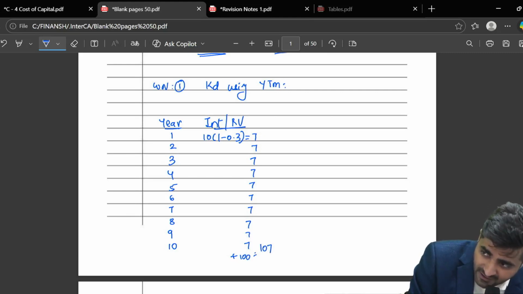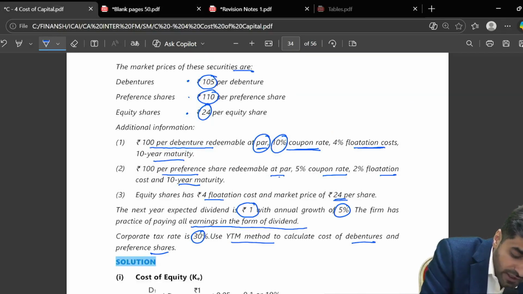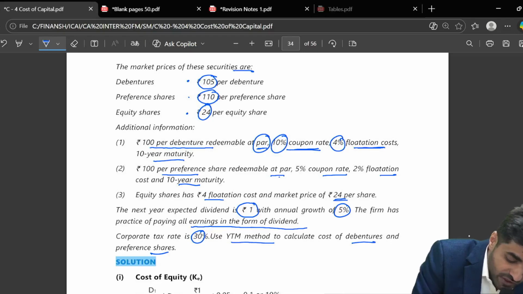Are you guys getting this? So this will be 107. And now let us discount it at how much percentage? Now see here, what is going to be your net proceeds?